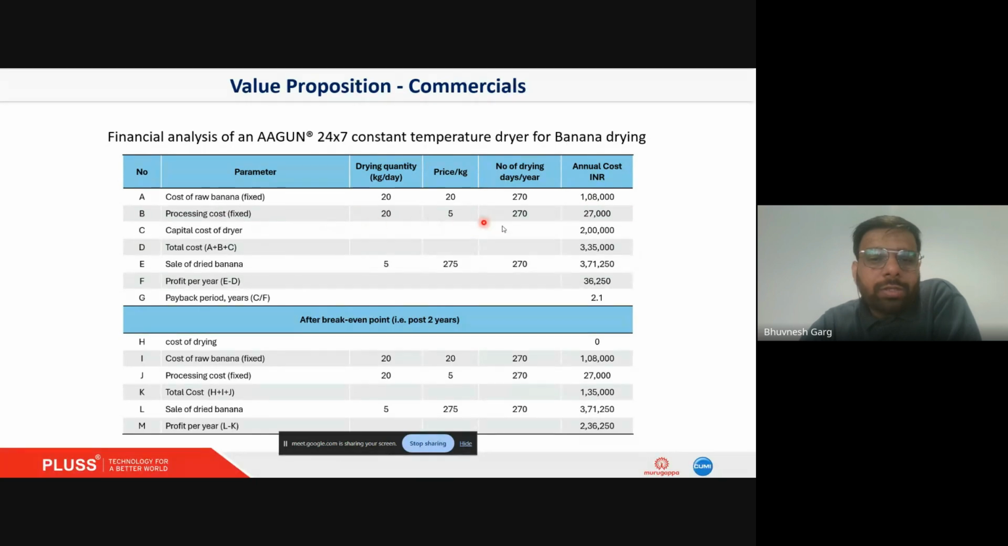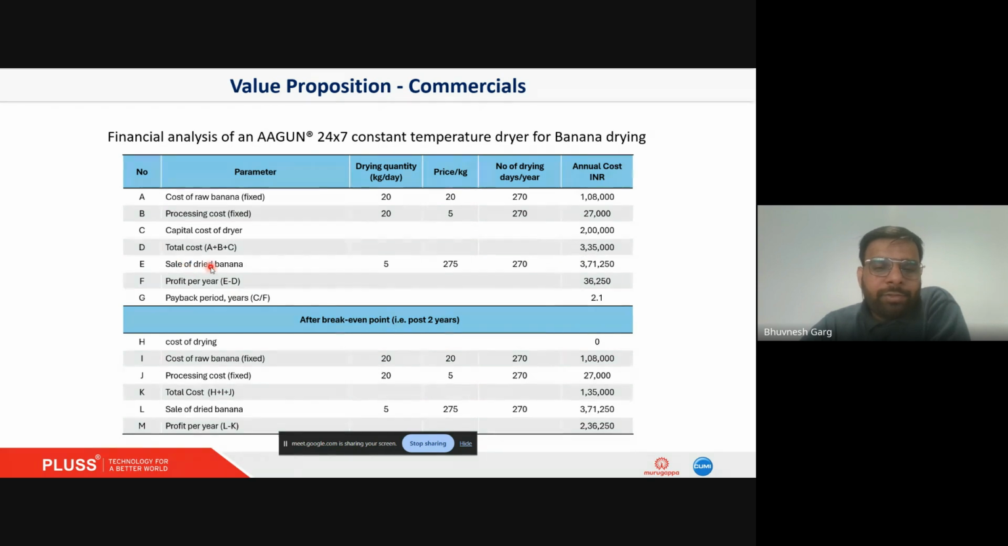The processing cost, let's say, because you have to cut, slice your food product, and then you have to load it in your dryer also. So you consider 5 rupees per kg as the loading cost, and it is amounting to 27,000 rupees per annum. The capital cost of the dryer, consider it to be 2 lakh rupees as of now. The total expenditure came out to be 3 lakh 35,000 rupees.